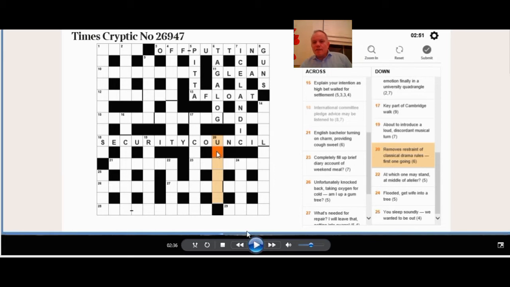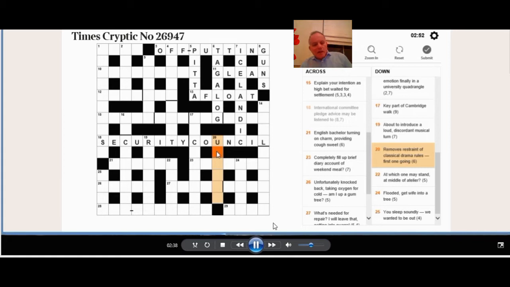Removes restraint. That's got to be the, or removes restraint of, has to be the definition. So I knew a word for classical drama rules, but first one going suggested to me taking the first letter off that. So I thought I was looking for a seven-letter word with U, the second letter, to take the first letter off and have removes restraint. And I did think of a couple of words, undoes and unties.